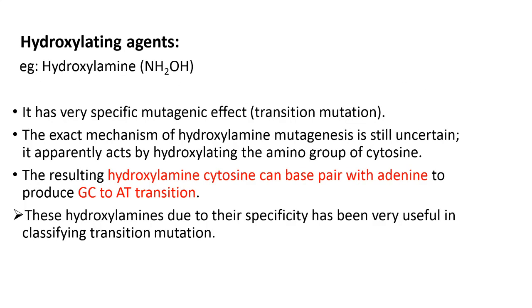Then come the hydroxylating agents. An example of a hydroxylating agent is hydroxylamine, NH2OH. It has a very specific mutagenic effect. It can cause transition mutation in DNA. The exact mechanism of hydroxylamine mutagenesis is still uncertain. It apparently acts by hydroxylating the amino group of cytosine. The resulting hydroxylaminocytosine can base pair with adenine to produce a GC to AT transition. And hydroxylamine, due to its specificity, has been very useful in classifying transition mutations.